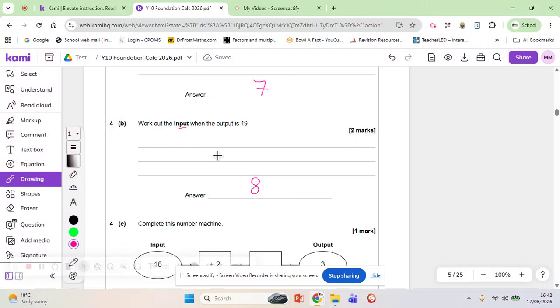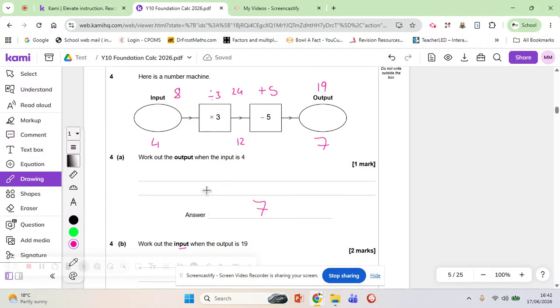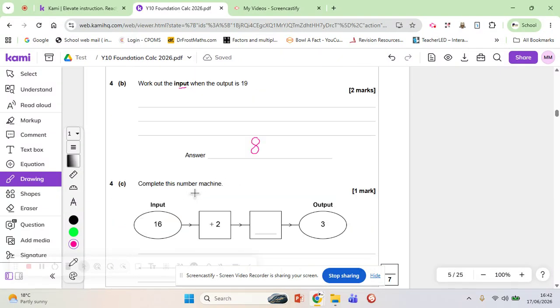Now again, there are lines for your working. It's quite happy to put the working up on that diagram. You don't necessarily have to put it on the lines.